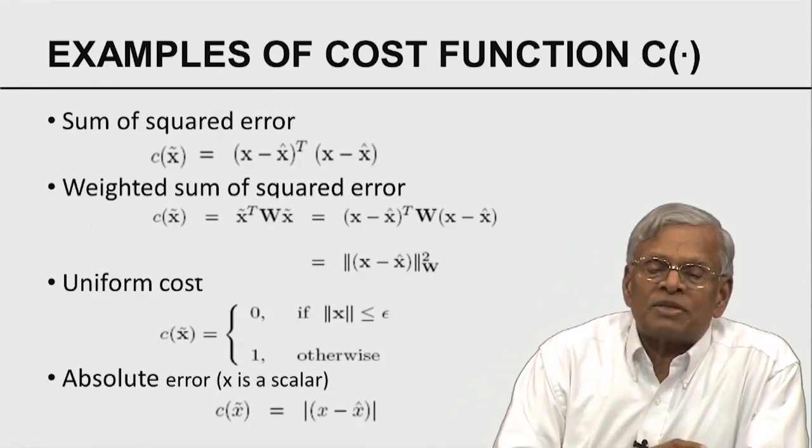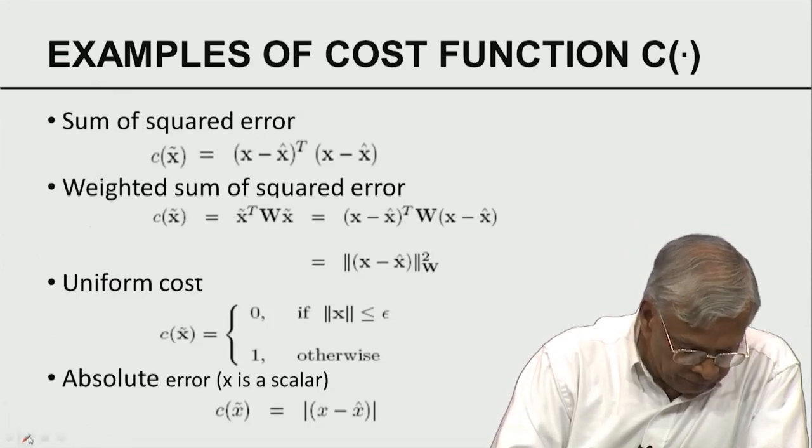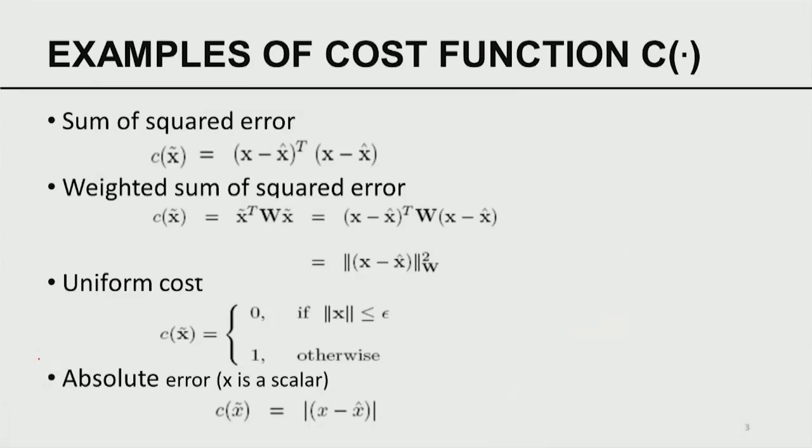So here are some examples of cost functions. x minus x hat is the error. x minus x hat transpose times x minus x hat is also equal to x tilde transpose x tilde. So this is a quadratic function, called the sum of squared errors. That is one way to concoct the form of c. It's a simple quadratic form that we are already used to.